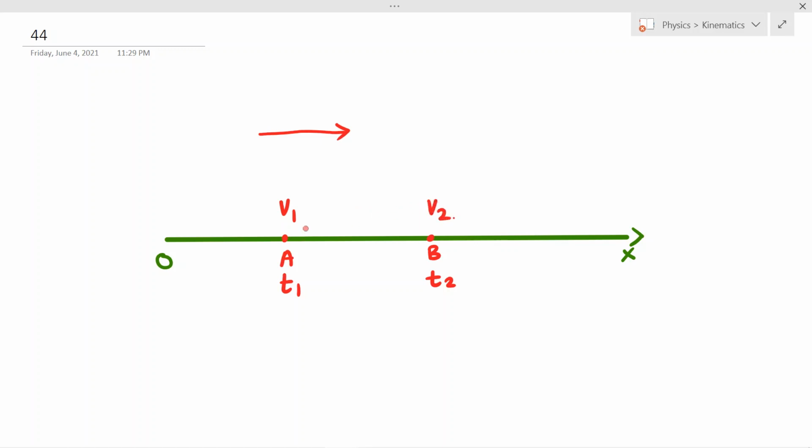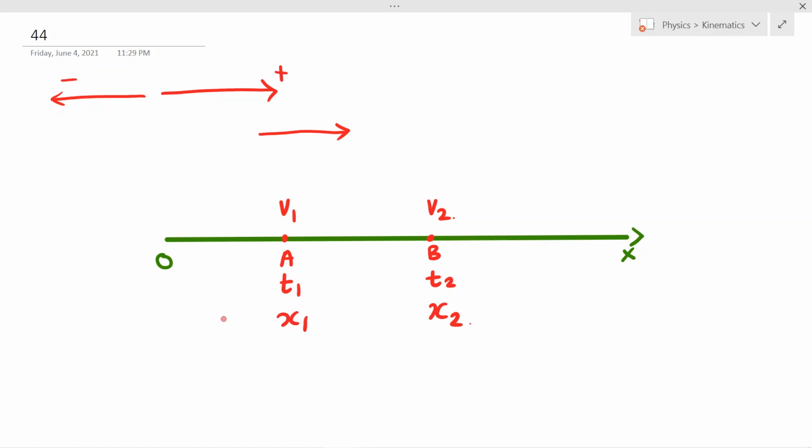v2. Now I am not writing a dash on top of v1 and v2. Why? Because I am taking the right direction as positive and the left direction as negative. So the direction of the vector is incorporated in the sign only. Now let's say the coordinate of position A is x1 and that of B is x2.